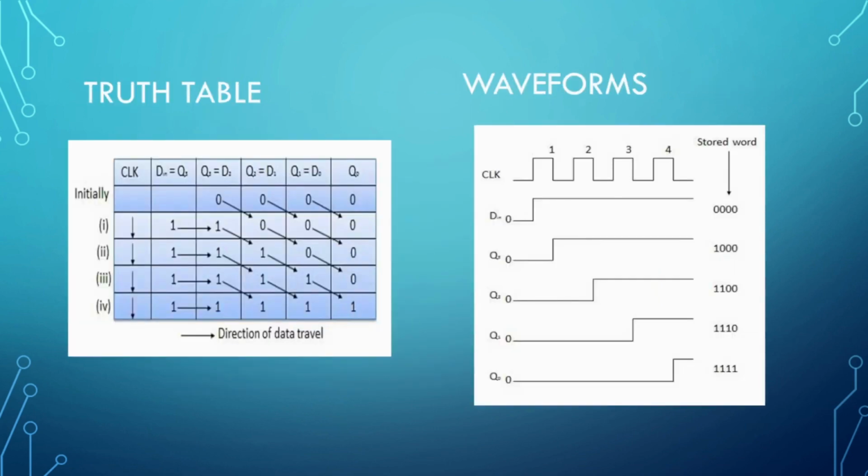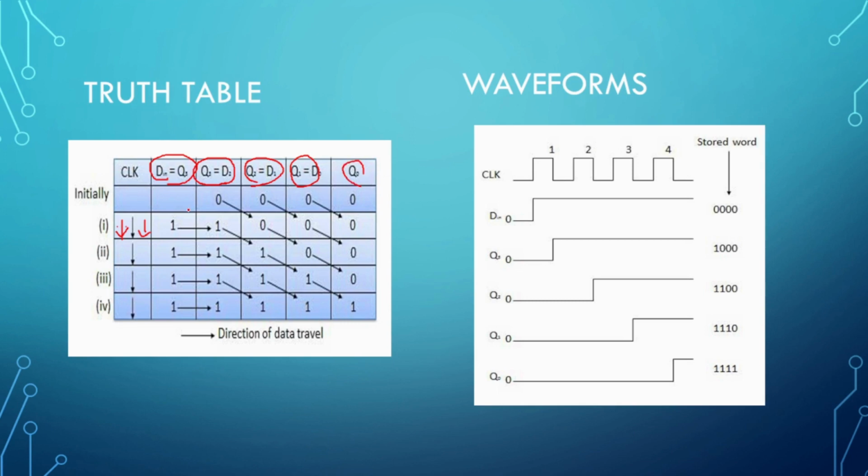This is the truth table of the serial in, serial out register. So why are we using the downward direction for the clock? Because in this register we use the clock in negative edge triggering mode. That's why we mention the symbol in the downward direction. And here you need to mention that D in is Q3. Afterwards Q3 is equal to D2, Q2 is equal to D1, and Q1 is equal to D0. Afterwards the Q0 value.